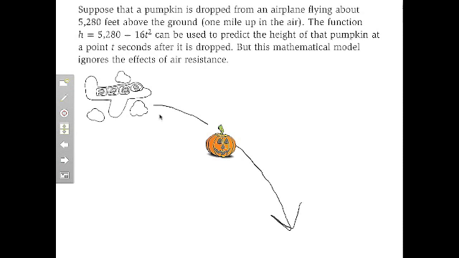out of the airplane, the function h for height equals 5280 minus 16t squared can be used to predict the height of that pumpkin at the point t seconds after it's dropped. So t is the time and h is the height at that time. The problem with this mathematical model is that it ignores the effects of air resistance, which we know will have an effect on the pumpkin.